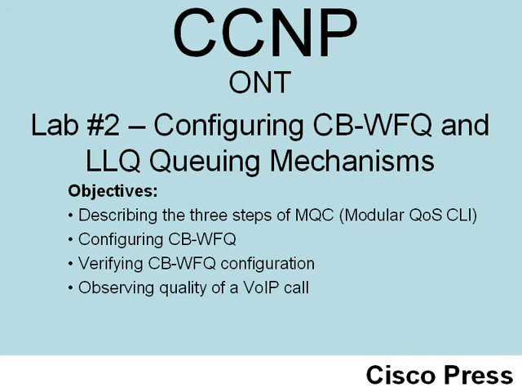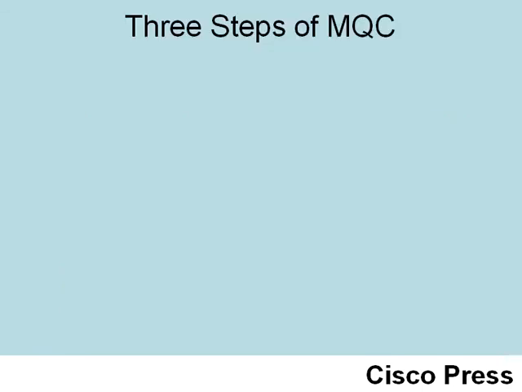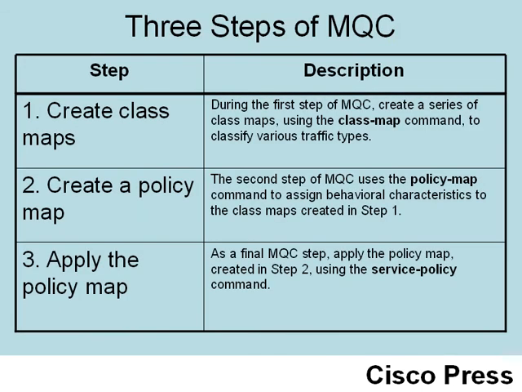We're going to see what voice quality sounds like while this web page is loading over a relatively low-speed link, a link running at 128 kilobits per second. We're going to notice that the voice quality is not satisfactory, and to improve that, we are going to enable LLQ, low latency queuing, and finally we're going to see how the voice quality has improved after we have enabled LLQ. But let's get started by reviewing the 3-step MQC, the Modular Quality of Service command line interface process.